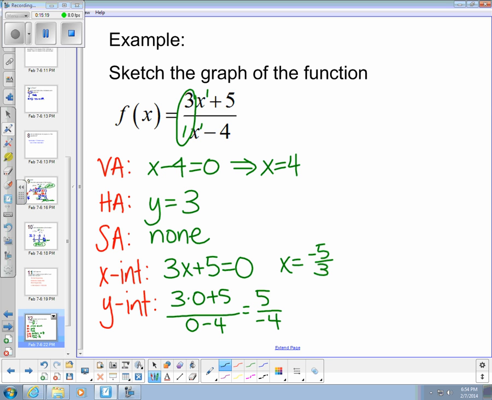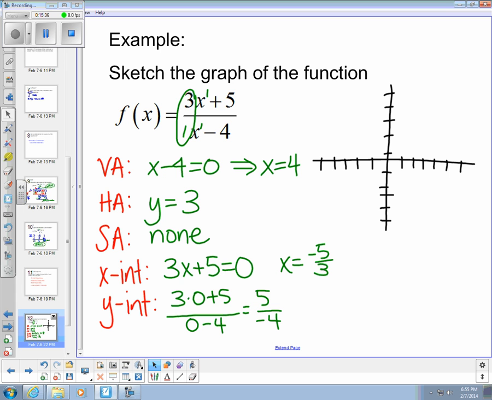Now, let's sketch. We're going to sketch these things that we know, and then we're going to see if we need any more points to fill in our graph. The vertical asymptote is at x equals 4. So over here at positive 4, a vertical line, and when you're drawing asymptotes, draw a dotted line that's not actually part of the graph, it's just what we want to approach. A horizontal asymptote at y equals 3 is a horizontal line crossing the axis at 3.